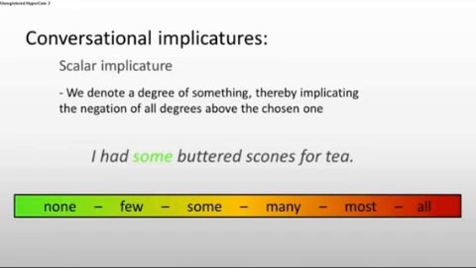I had some buttered scones for tea. The word "some" is in the middle of our scale, meaning that you just had some, but not all, buttered scones, because they're really high in fat and you really wouldn't want to eat them all.